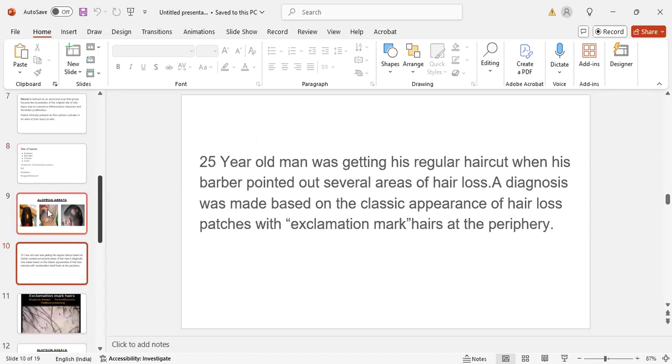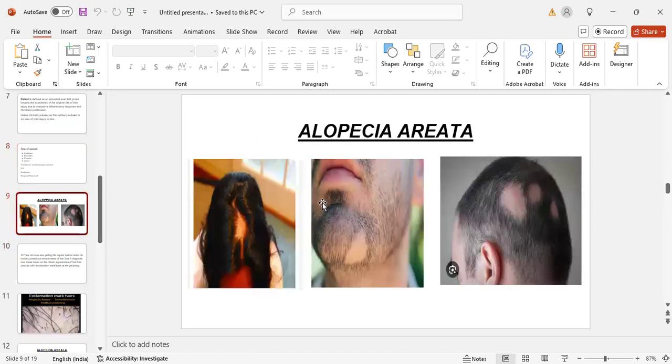Okay. So what is the next topic? That is alopecia areata. Can you see the picture of alopecia areata?